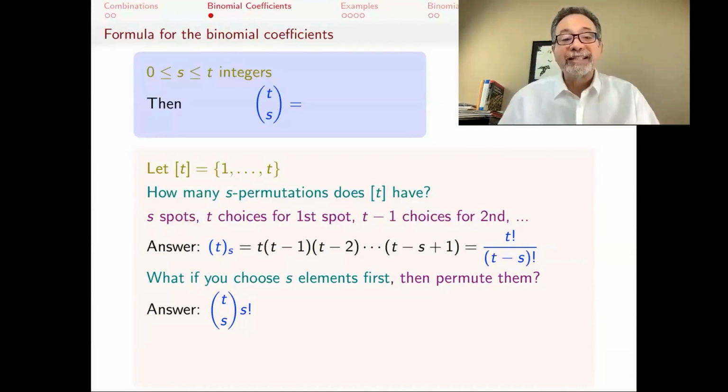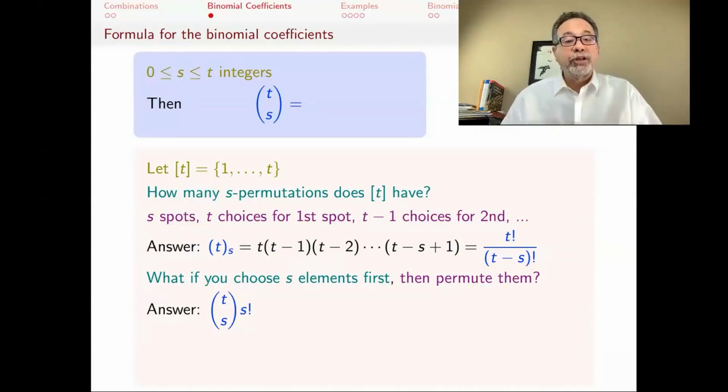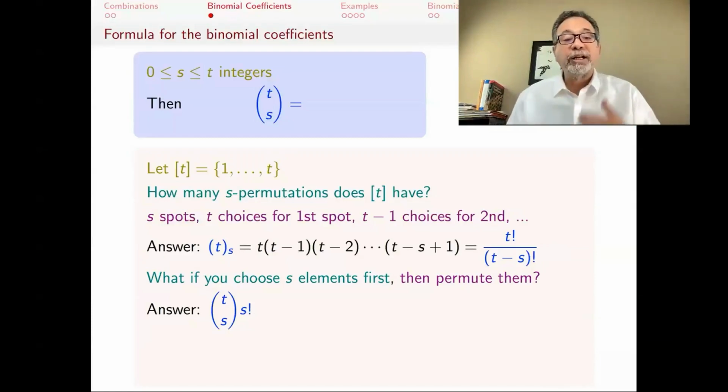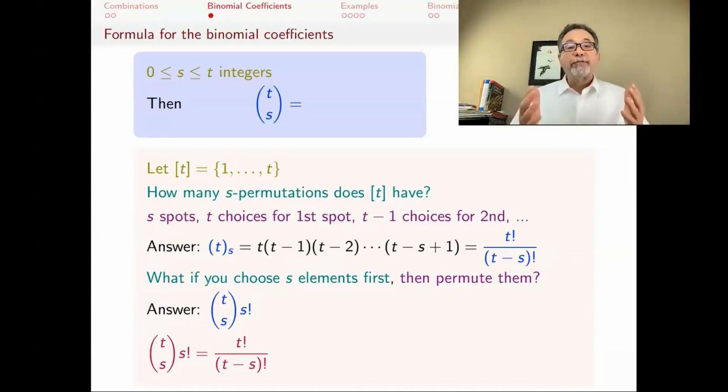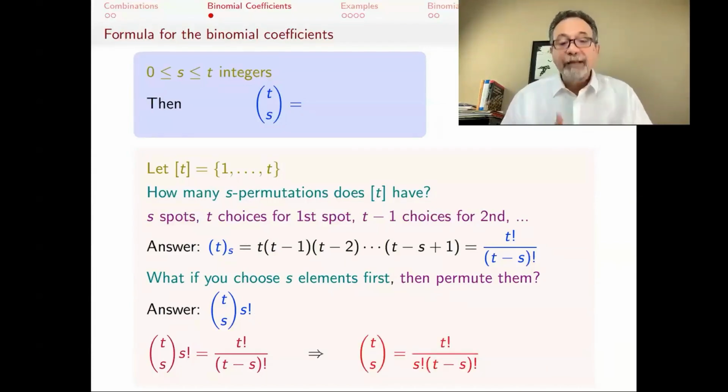So T choose S times S factorial is also the answer to the question, how many S permutations does bracket T have? You can have it as T factorial over T minus S factorial, or T choose S times S factorial. These two answers must be the same. But if they are the same, then you can solve for T choose S. This is our roundabout way of finding T choose S. So we divide by S factorial, and we get that T choose S is T factorial over S factorial times T minus S factorial. So now we have our result. T choose S is T factorial over S factorial times T minus S factorial.